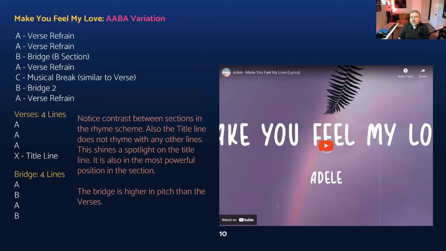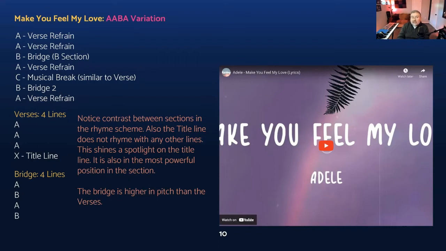So why would you want to draw attention to the title line? Well, that's really the hook, right? So by having that title line not match the other lines, it says, hey, look at me, this is an important line, right? And also the title line is in the last line of the section, which is probably the most powerful spot in a section.